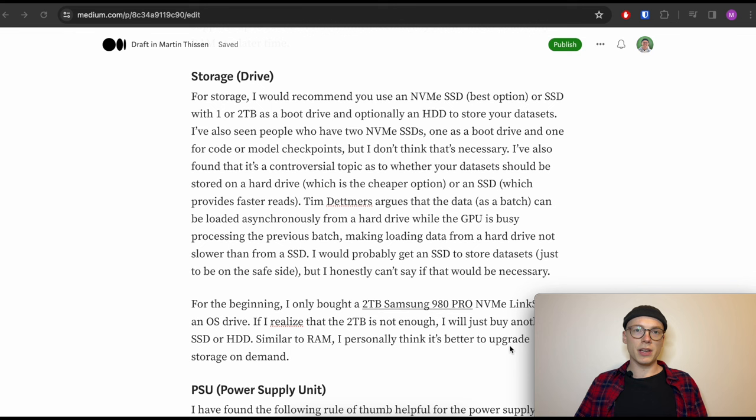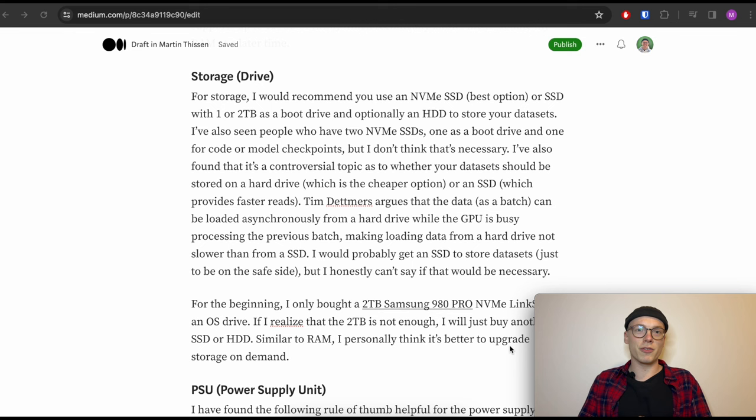When it comes to storage and drives, I saw many different approaches. I would recommend you to get one OS drive, which ideally is an NVMe Express SSD, which are just the fastest. Maybe go for a 1 or 2 terabyte one, so you could even store some model checkpoints or code. I saw also other people getting a separate NVMe Express drive for code and checkpoints, which might be an overkill or not necessary, but it speeds up your workflow for sure.